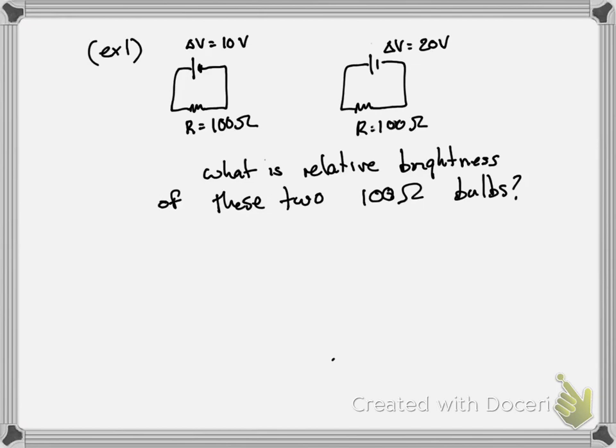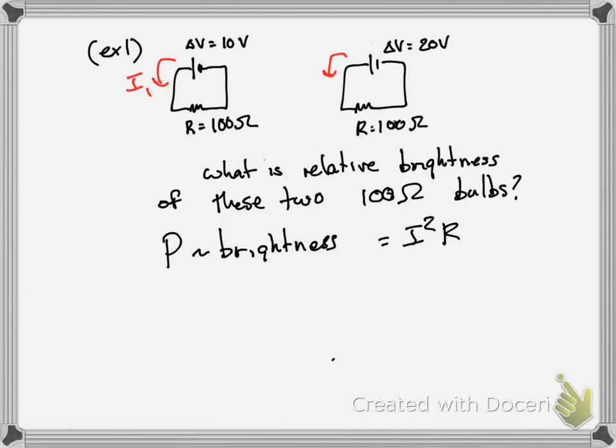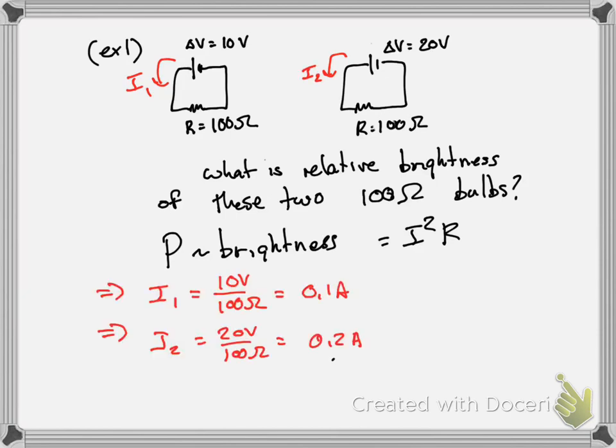So what we have to do, right, the brightness of a bulb is proportional to its power. Power is like brightness. So we need to know the power, I squared R, through each bulb. So that means we need to know the current through each bulb. So we can figure out the current in the circuit on the left, we'll call that I1, and the current in the circuit on the right, that's I2. So the current on the left is 0.1 amp. The current on the right is 0.2 amps.